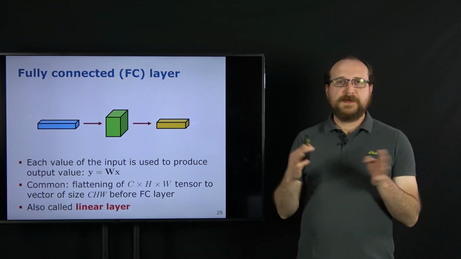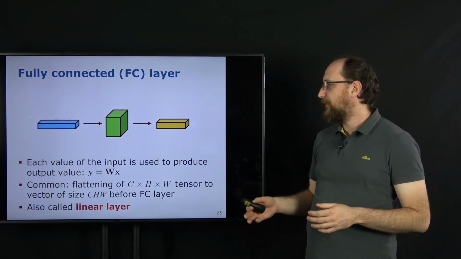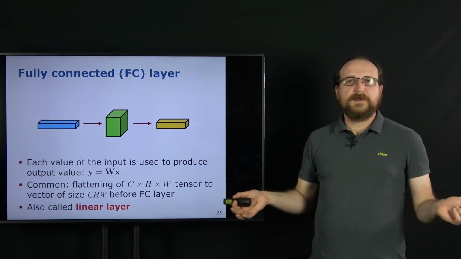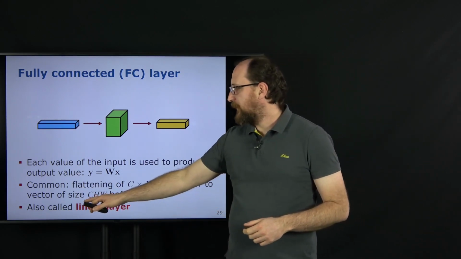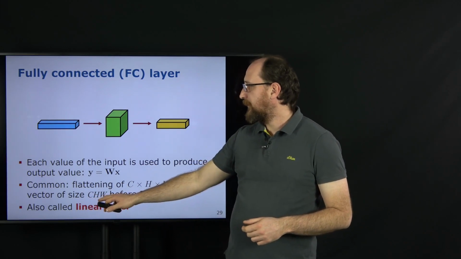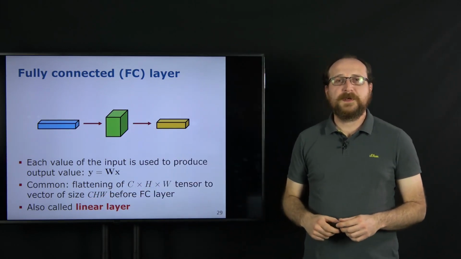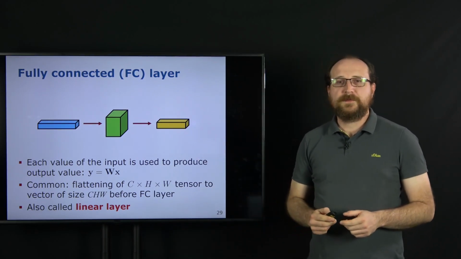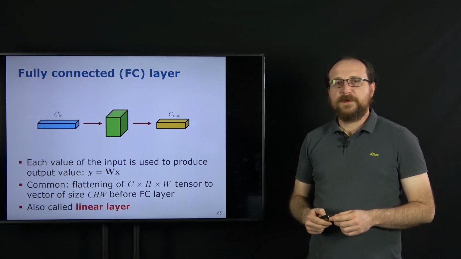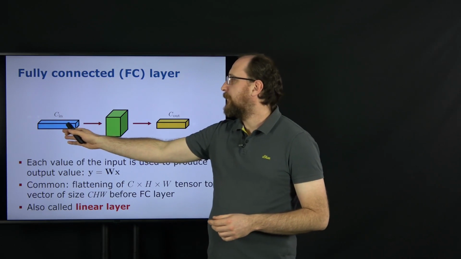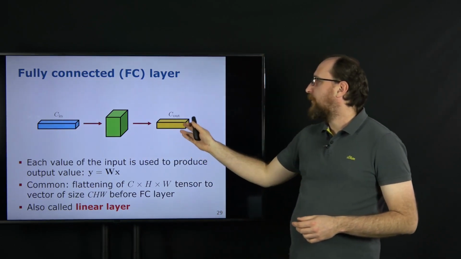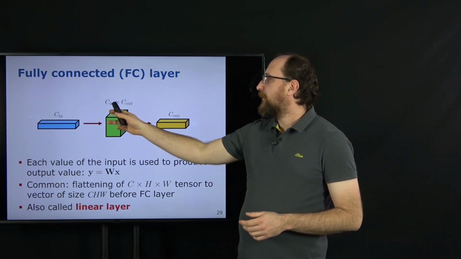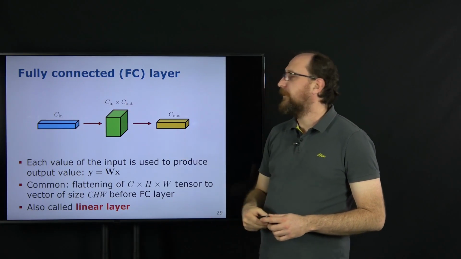So when we have a feature map that has dimension C times H times W, what people usually do is flatten this so that we have a vector of size C times H times W, and then we can apply the matrix multiplication. With this, we can produce exactly the number of output values that we are interested in. So that means we want to get from C-in channels to C-out channels, which may be the number of classes that we are interested in. We have to apply here a matrix that has C-in rows and C-out columns.